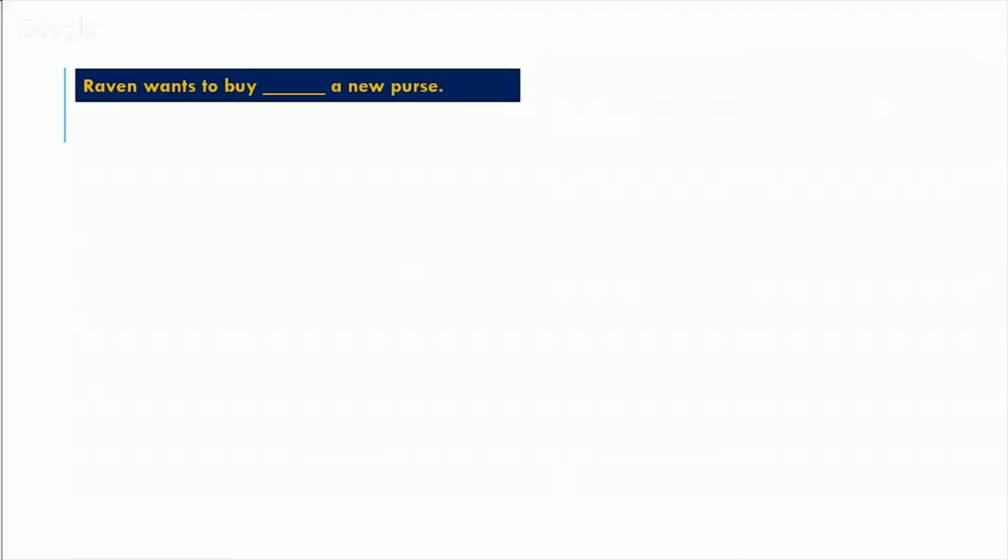All right, so now we're going to move on to the next slide. And we're going to have a little bit more practice with new words. So I want you guys to learn new words, okay? So this is the first one. Raven wants to buy blank a new purse. Okay, Raven is a woman. So what would be the answer?